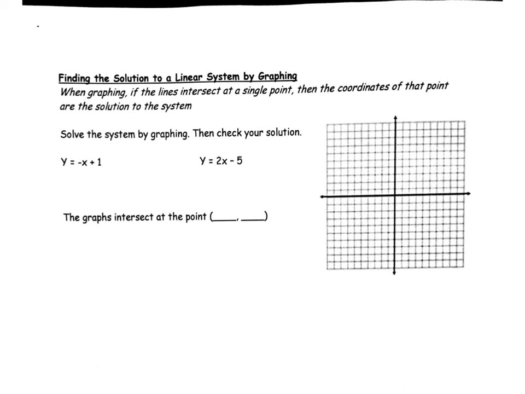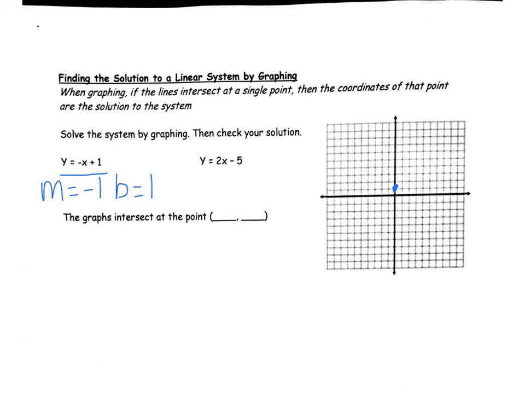All right, next page. When graphing, if the lines intersect at a single point, then the coordinates of that point is the solution to your system. So let's go ahead and start graphing. Your first equation here is in slope-intercept form. I wish I could talk better here. So your slope is negative 1. Your y-intercept is 1. So let's start off by plotting our y-intercept. It is 1.